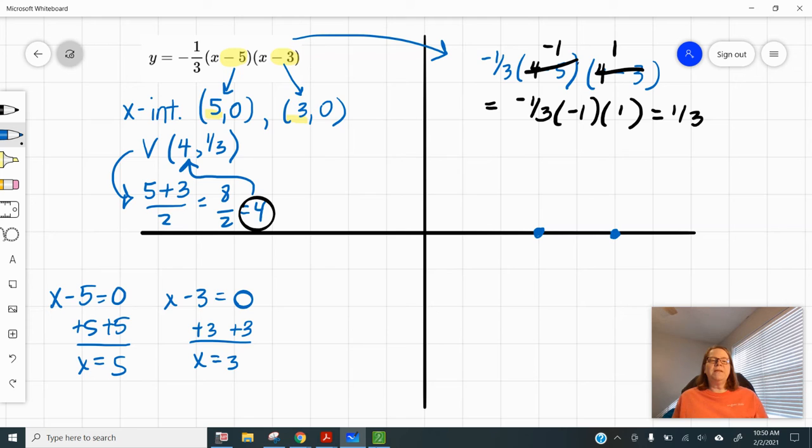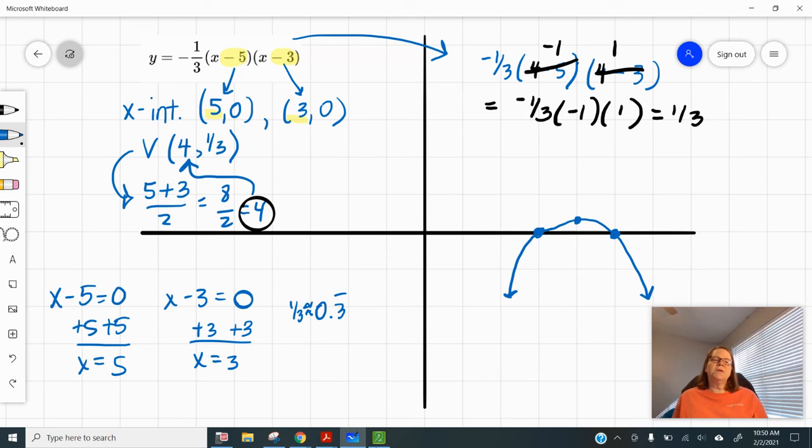That tells me that I'm going to go over here and go right 4 and up 1/3. So just try to estimate, that's about 0.33 repeating, so 1/3, about. So it's just up a little bit, just a tad. And we've got pretty well our graph here.